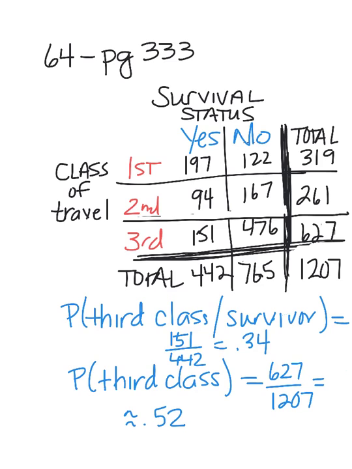So if two items are independent, mathematically that means that the probability of third class given a survivor is exactly the same as the probability of just being in the third class. The third class is just the simple marginal probability of 627 divided by 1207, which is 52%. So 52% of the passengers were third class, but only 34% of the survivors were in the third class. So this shows that these two events, third class and survivor, are not independent because their probabilities are not the same.